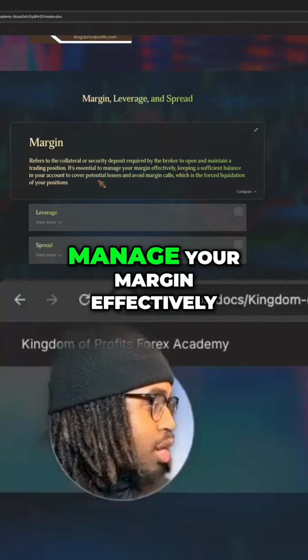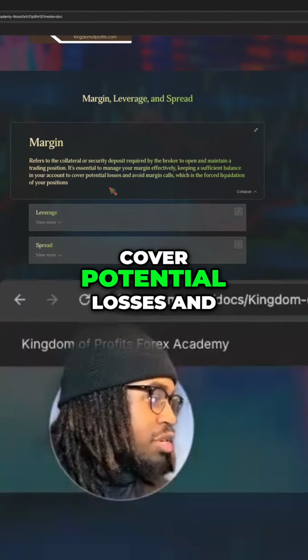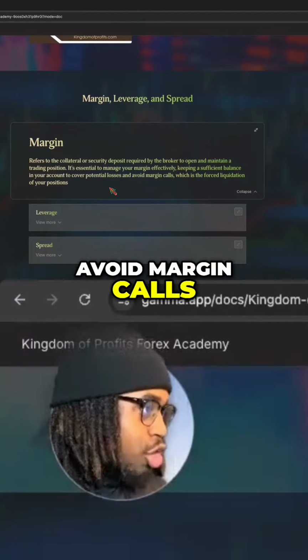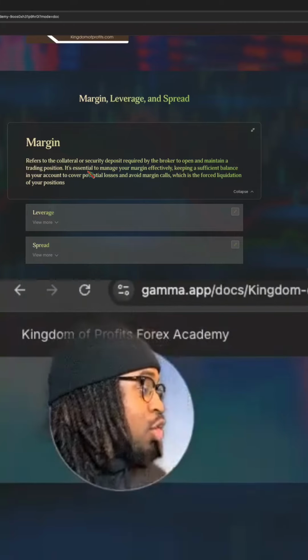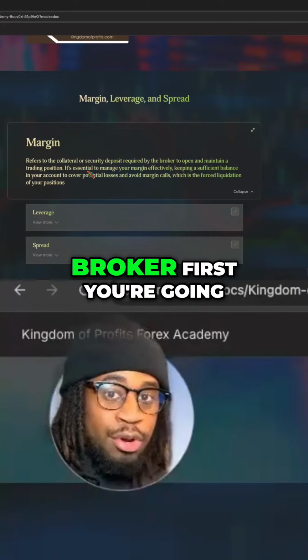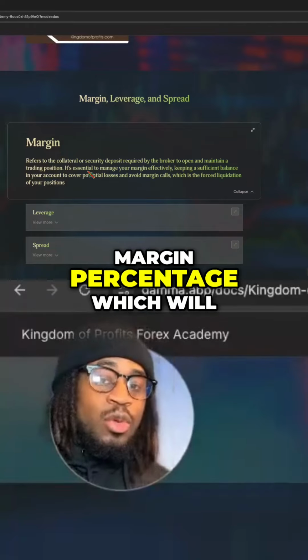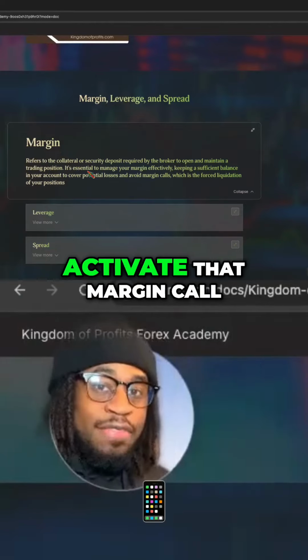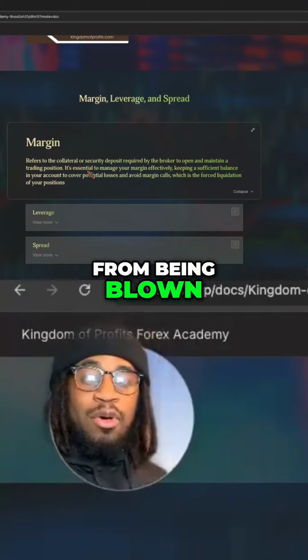It is essential to manage your margin effectively, keeping a sufficient balance in your account to cover potential losses and avoid margin calls, which is the forced liquidation of your positions. What may happen at that point is, first, you're going to exceed a certain margin percentage, which will force your broker to activate that margin call, which is an attempt to save your account from being blown.